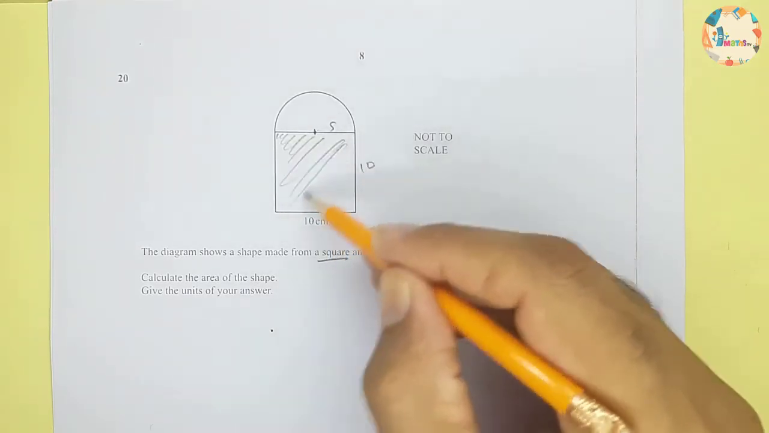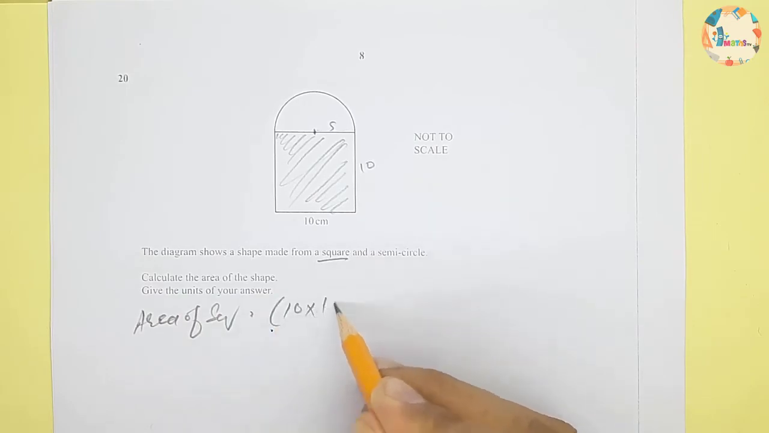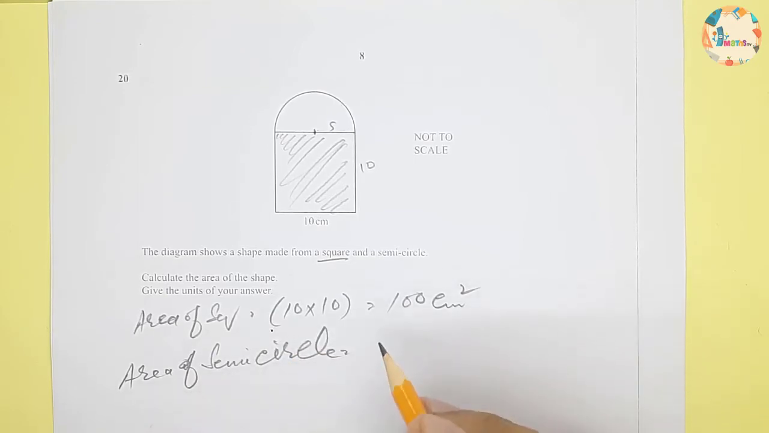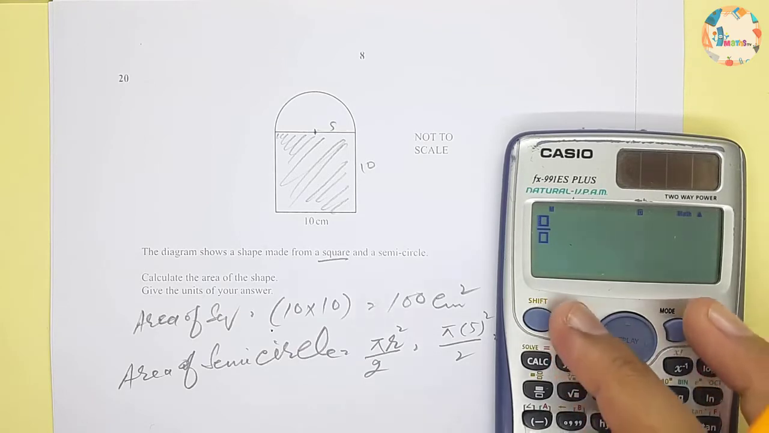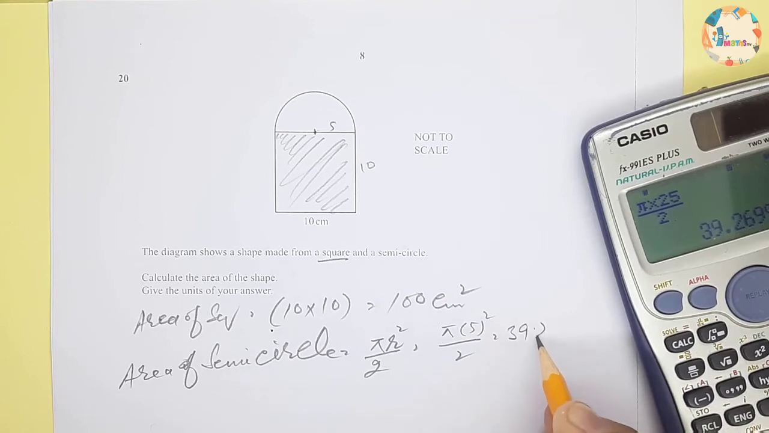So area of this square, we can take 10 into 10. So area of square will be equal to 10 into 10, which is equal to 100 centimeter square, and area of semicircle will be equal to pi r square over 2, and r is 5, so pi into 5 square divided by 2, and 5 square will be 25 over 2, and this will be equal to 39.27.